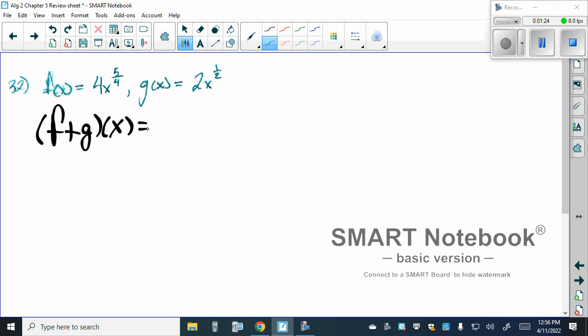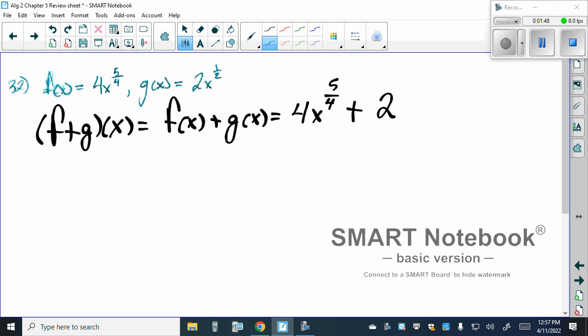F plus g of x is what we're going to look at first. Now, f plus g of x is the same as f of x plus g of x. We're going to add the two functions together. Now, our f of x function is going to be our 4x to the 5/4. So we're going to replace f of x with its function. Now, g of x is our 2x to the 1/2. So we'll replace that there.